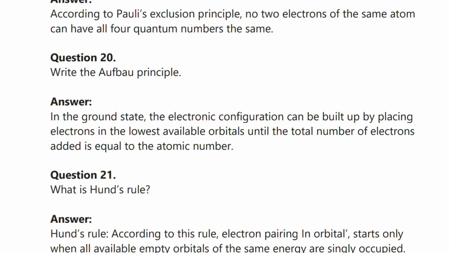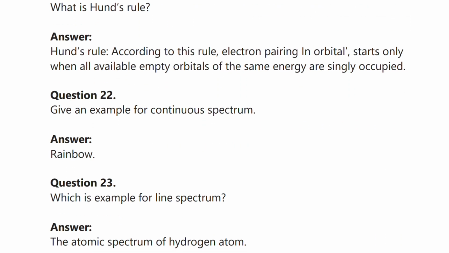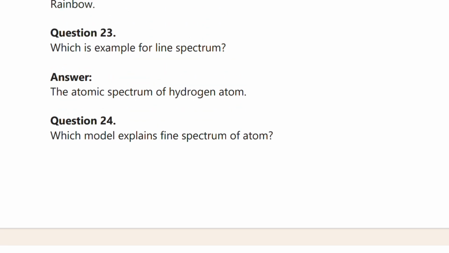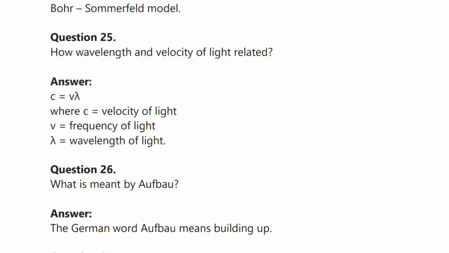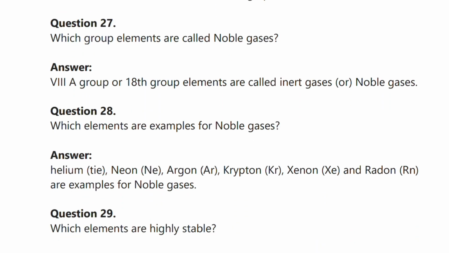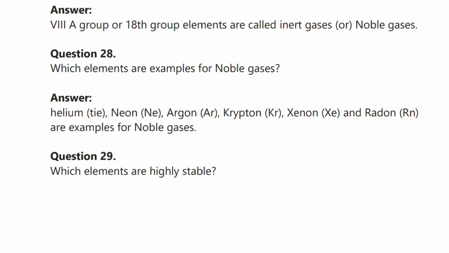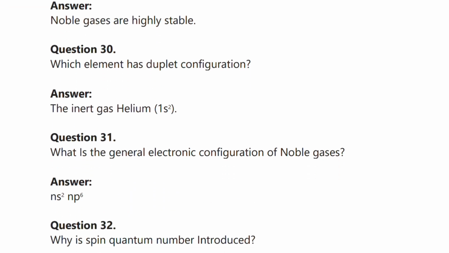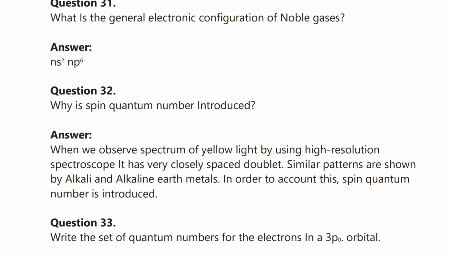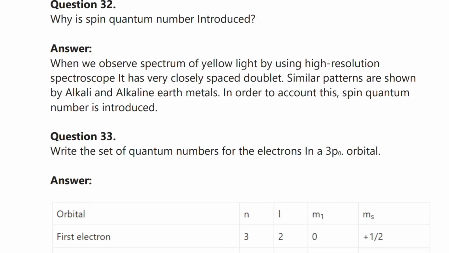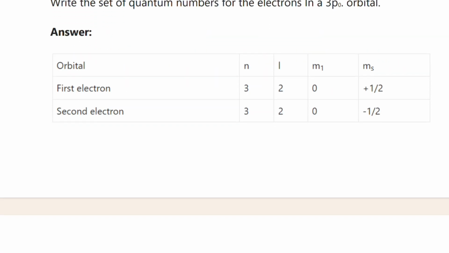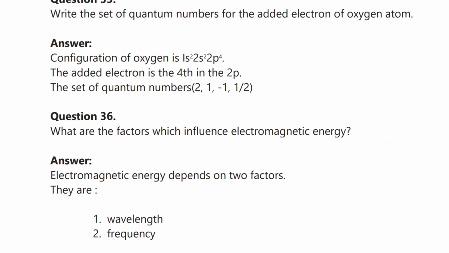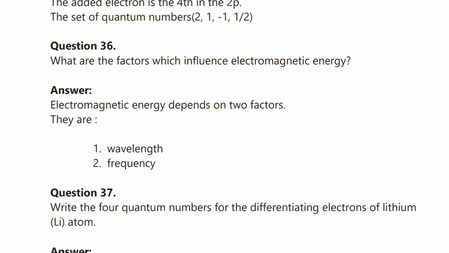Question number 21, 22, 23, 24 you can also see. Then here, 27 to 29, and that's the answer. 29, noble gases are highly stable. Now the orbit, first electron, second electron. Then question number 34 you can see. Then question number 35, question number 36.